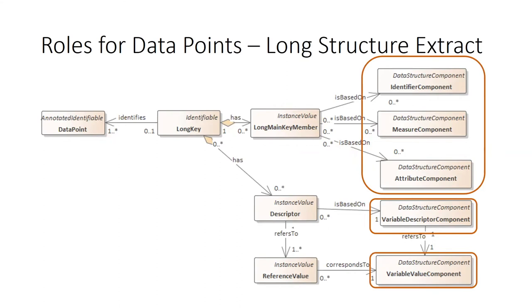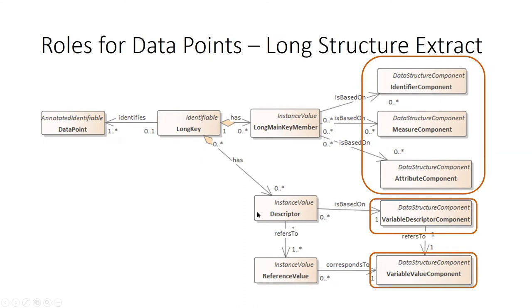I think Arofan mentioned that a data point can take different roles. I have just shown one example from the long structure here, but for all of the structures, there are model snippets that show how it works for the different structures. But we see here the data point and the key. And we see, to the right, the so-called data structure components. That is basically the roles that the data point can take. It can be an identifier, it can be a measure, it can be an attribute.